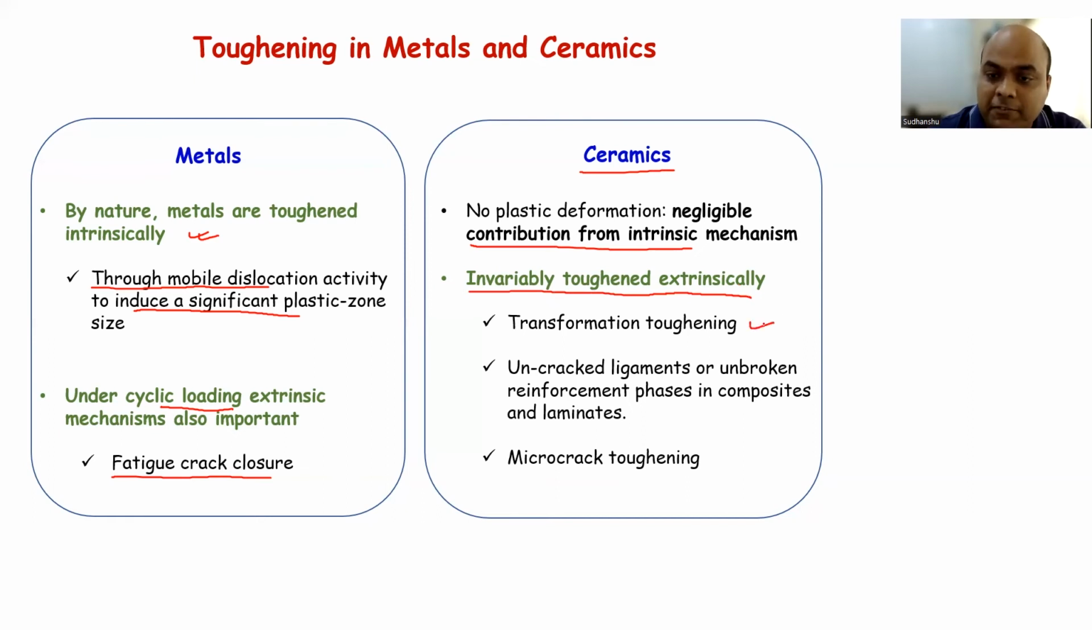So you can have transformation toughening, which we'll discuss shortly in terms of partially stabilized zirconia. You can have uncracked ligaments, unbroken reinforcement phases in composites or laminates, like crack bridging, right? Fiber bridging. So you have a ceramic matrix composite, you have fibers, then you see fiber bridging there, right? So you are actually using an extrinsic mechanism to enhance the toughness, isn't it? And then you can also see microcrack toughening in ceramics. Okay, so these are predominantly the three mechanisms by which you can enhance the toughness in ceramics.